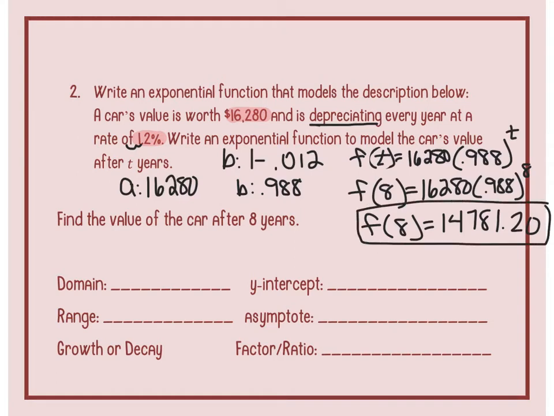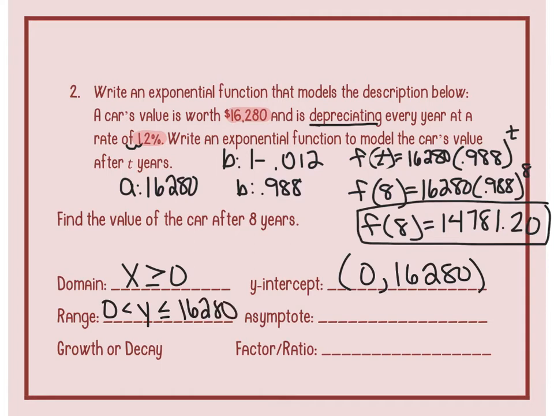Now, what information do we know? My domain. What possible x values can I have? X can be greater than or equal to 0. I can choose any positive number for the number of years. Y-intercept, that's your starting point. So 0, comma, how much was the car worth when you got it? My range, the car is going to get close to $0, but never going to get there. The most the car is worth.